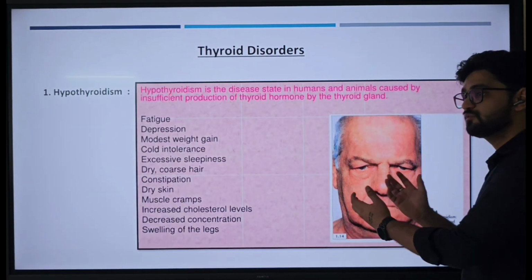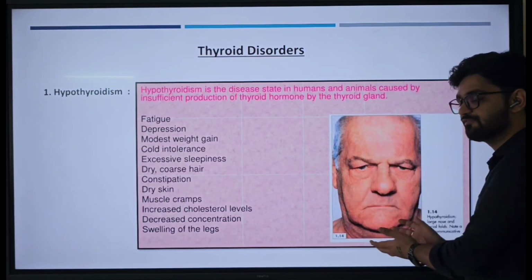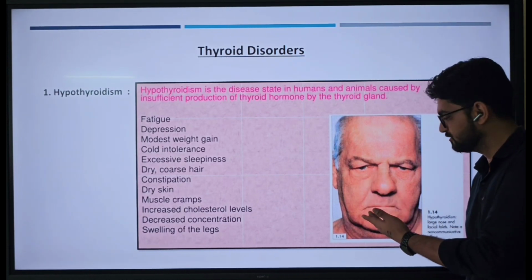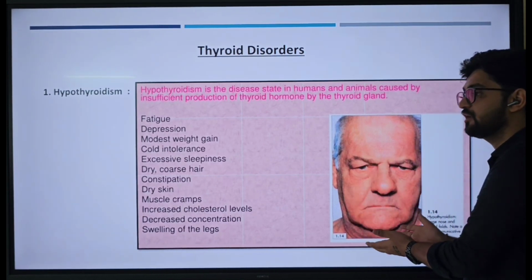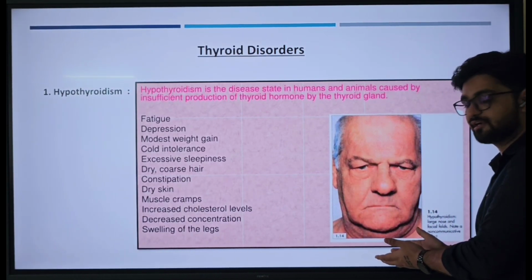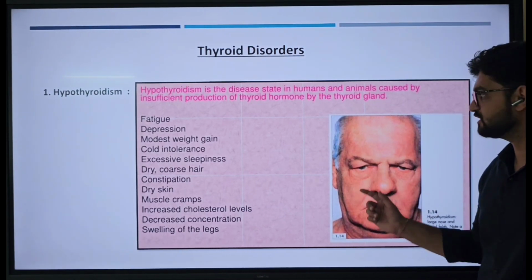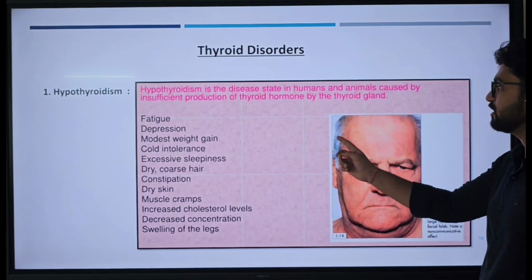So when we look at the diagram, especially at the face of the person, we can see the person is bloated. There is an uneven deposition of fats all over the face. So there is a sense of depression of the face as well.